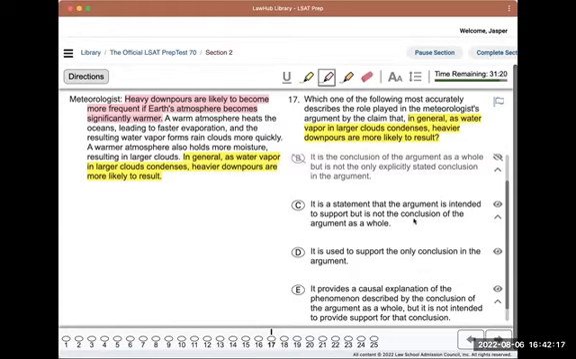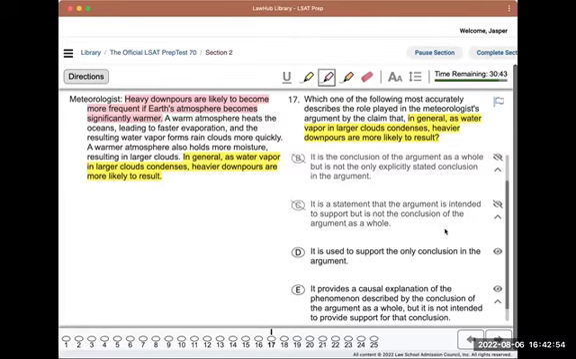But the fact that a warmer atmosphere also holds more moisture, resulting in larger clouds, doesn't actually support the idea that as water vapor in larger clouds condenses, heavier downpours are more likely to result. They're connected to each other, right? If we get more moisture, we get larger clouds. If we get larger clouds, then we get heavier downpours. They're connected, but just because one sentence is true doesn't prove the other sentence is true.